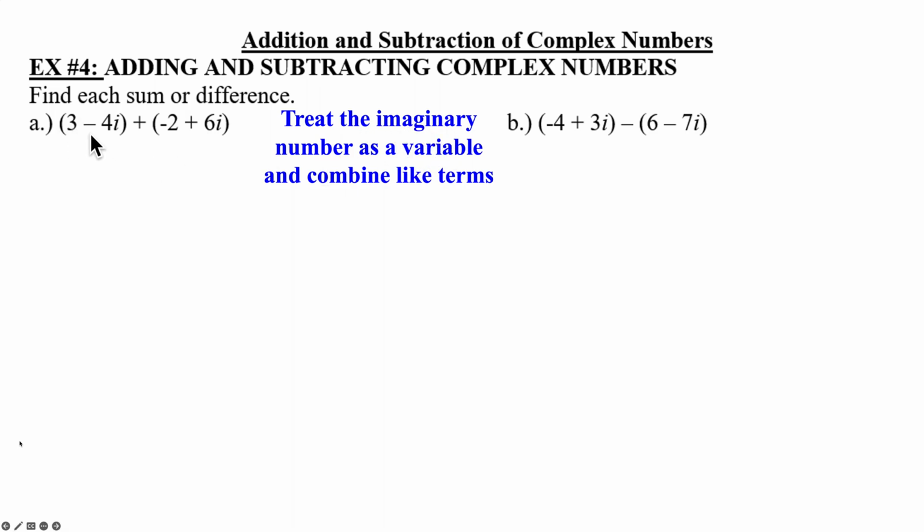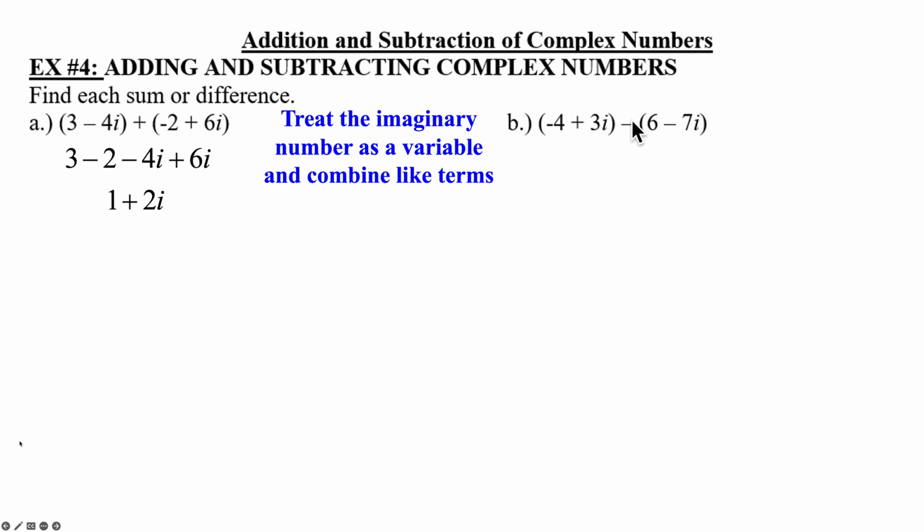So what I would do is group the real numbers together. I'm adding them so we can add in any order. So 3 and the negative 2, group them together. Negative 4i and the plus 6i, group them together. 3 minus 2, 1. Negative 4i plus 6i, positive 2i. There's my answer.